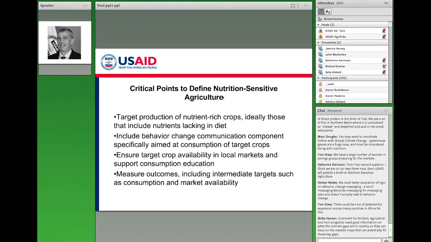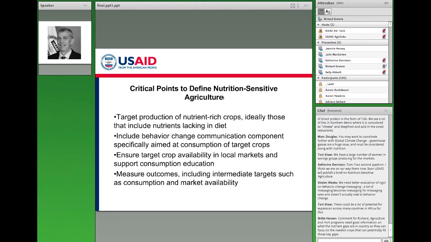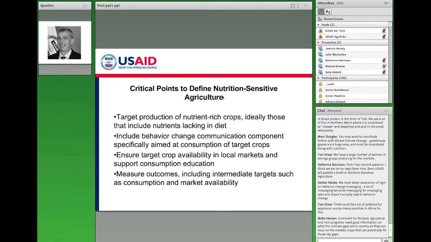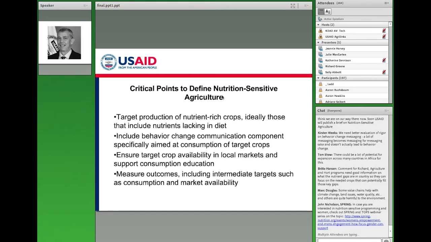It could be exclusive breastfeeding. It could be hand washing with soap. It could be dietary diversity. It could be micronutrient consumption, etc. So there has to be a connection. Any nutrition-sensitive agriculture program like this has to have some connection and knowledge of the nutrition-specific interventions supported by the health sector principally.